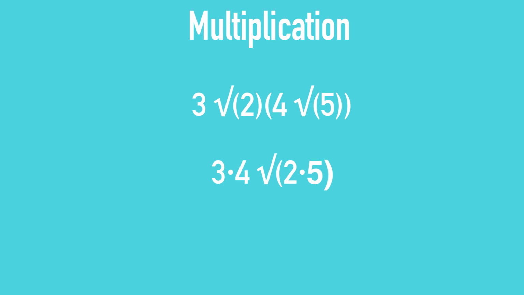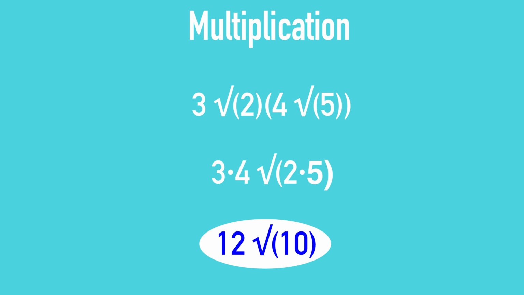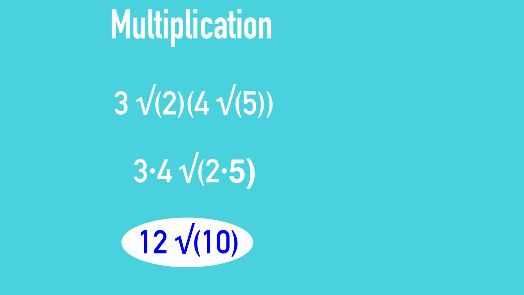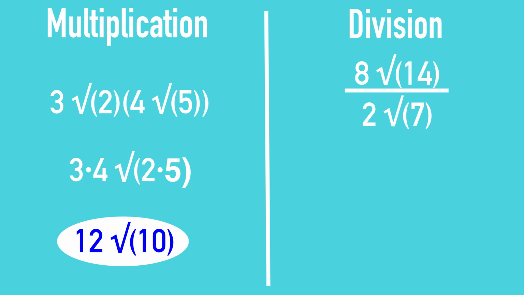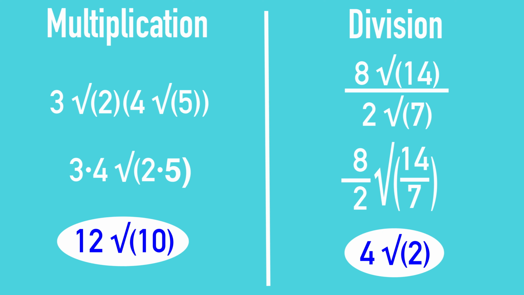For example, 3 times the square root of 2 times 4 times the square root of 5 is equal to 3 times 4 times the square root of the product of 2 and 5. This equals 12 times the square root of 10. In division, 8 square root of 14 divided by 2 square root of 7 equals 8 divided by 2 times the square root of the quotient of 14 and 7. It will end up equaling 4 square root of 2.